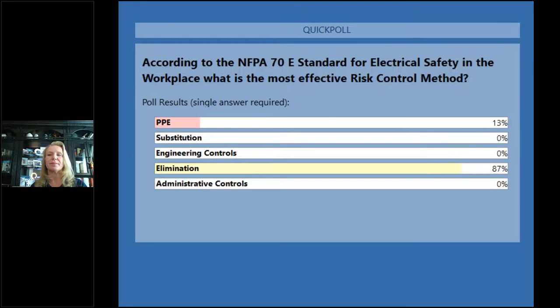I think we got as many responses as we're going to receive, and it was interesting. We had 87% say elimination, and we had 13% say PPE. So Bridgette, I'll let you explain why that's interesting.